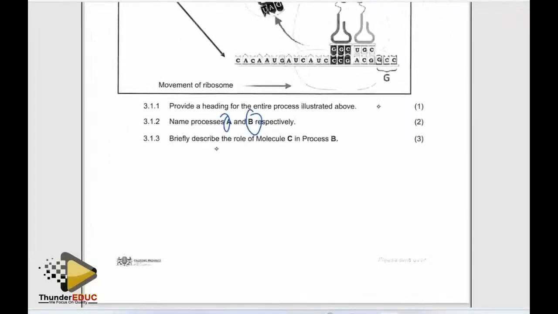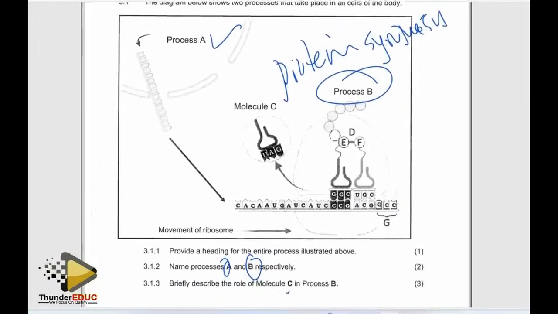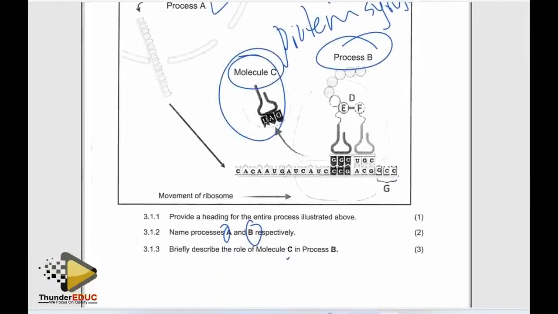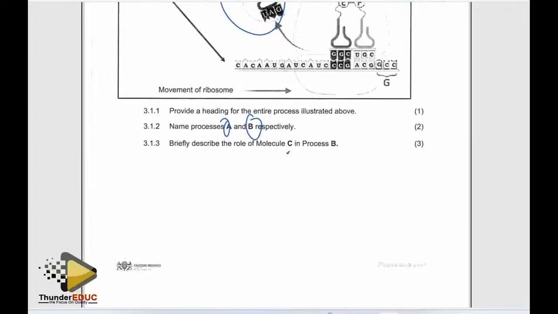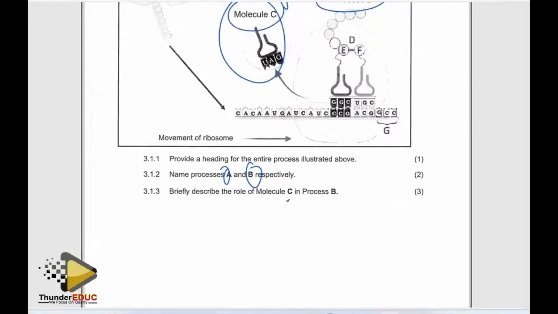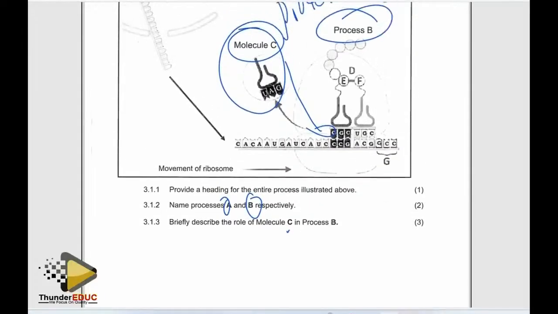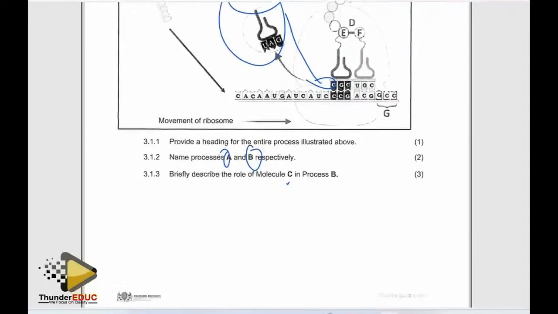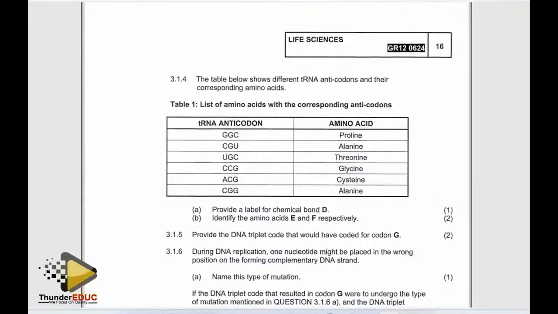Then they're saying describe the role of C. Where is C? They even brought this in the final exam for May, June. The role of C is it carries specific amino acid to the ribosome. You see, it brings it there. So it carries the specific amino acid, or the required amino acid, to the ribosome. That's it.